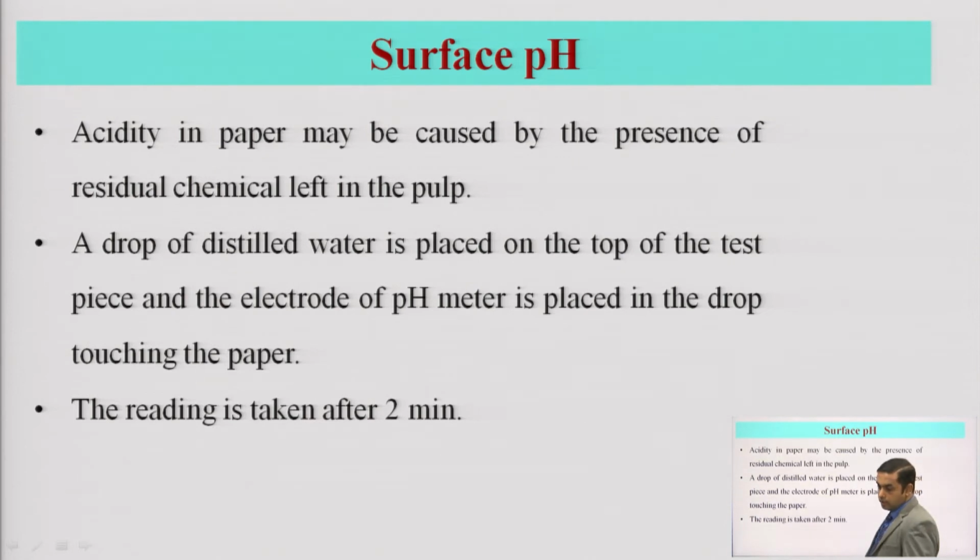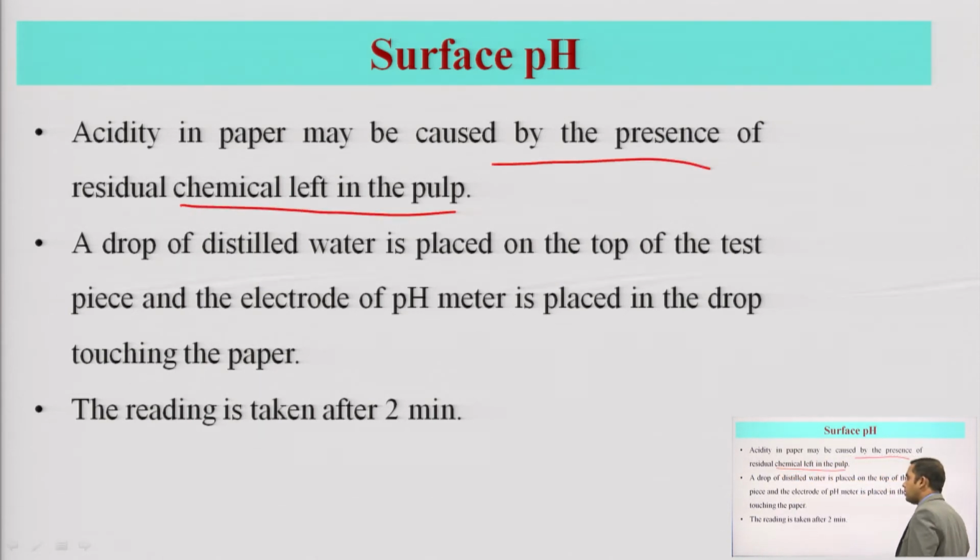Then another thing is the surface pH. Acidity in the paper may be caused by the presence of residual chemicals left in the pulp, and yes, this is a very important thing. Why? You see, when you manufacture a pharmaceutical product, it will remain in your company, in your warehouse, for some time. There you are providing proper temperature, pressure, humidity and all the controlled environment, but during transportation there are chances that those perfect environments might be altered.